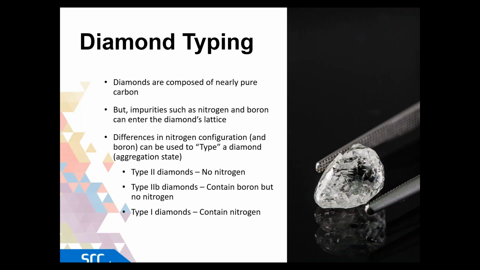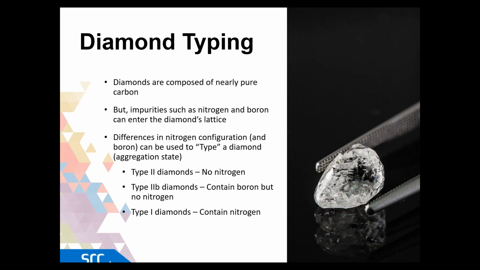So diamonds are pretty chemically boring. They are composed of nearly pure carbon, but as they grow, they do take in some impurities, most notably nitrogen, but other things such as boron can enter the diamond's crystal lattice. The presence or absence of nitrogen and boron and how it is arranged, which is its aggregation state, can be used then to type a diamond.